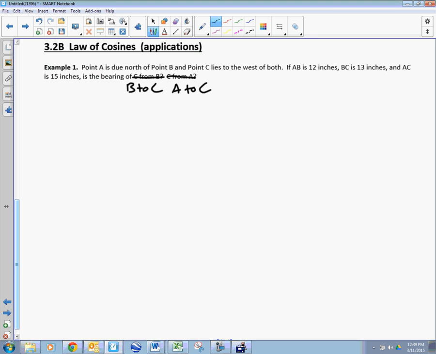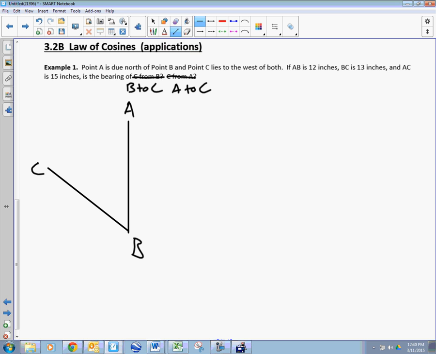So I'll draw a picture. Point A sits up there. Point B sits to the south. And C sits to the west of both of them. As I draw my picture here, I know that AB is 12, BC is 13, AC is 15. And the question is, what's the bearing B to C and A to C?